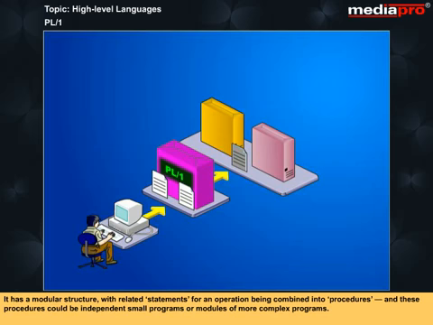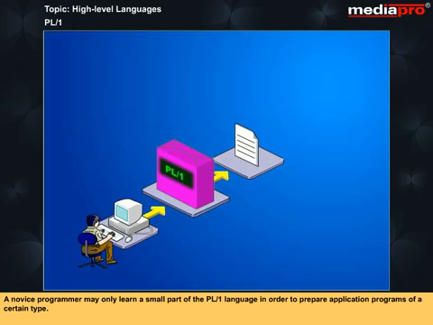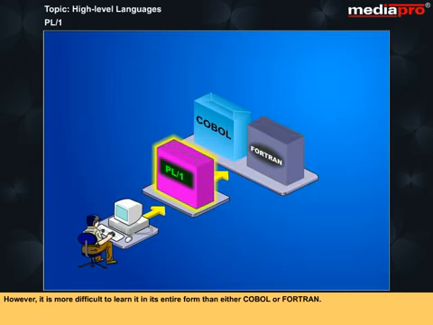It has a modular structure with related statements for an operation being combined into procedures, and these procedures could be independent small programs or modules of more complex programs. PL1 is a compiler-based programming language with a built-in feature called default options that can detect and correct common programming errors. A novice programmer may only learn a small part of the PL1 language in order to prepare application programs of a certain type. However, it is more difficult to learn in its entire form than either COBOL or FORTRAN.